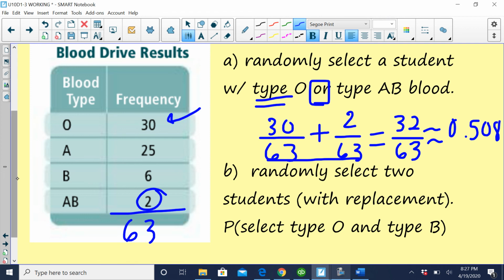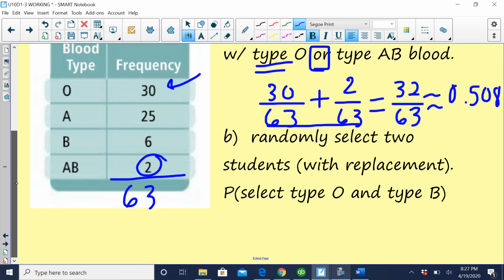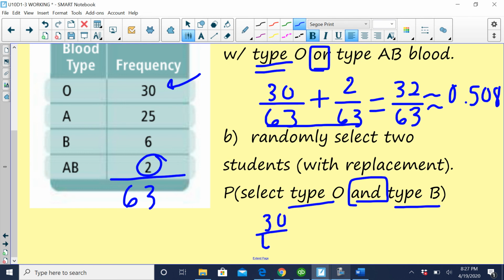Okay, the next one says, what's the probability that I randomly select 2 students with replacement, that I select somebody with type O and somebody with type B blood? Okay, type O blood we did above, and it's 30 out of 63. What does this and mean? And means I need to multiply. Okay, type B blood. How many people have type B? Looks like 6 out of 63.